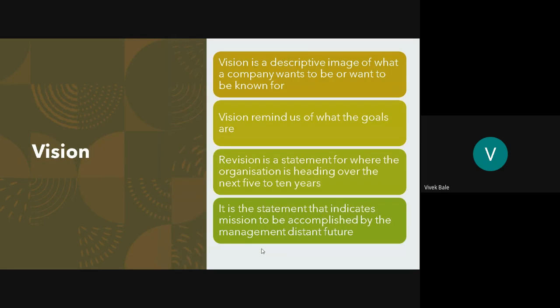Now the next part is the vision of the company. When I say vision, something comes to your mind like eyes. Open your eyes, or just close your eyes and think about your company, where you want your company to be.